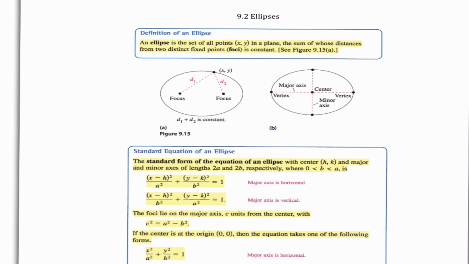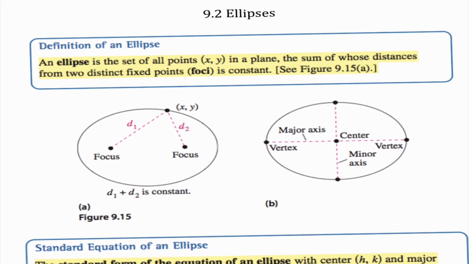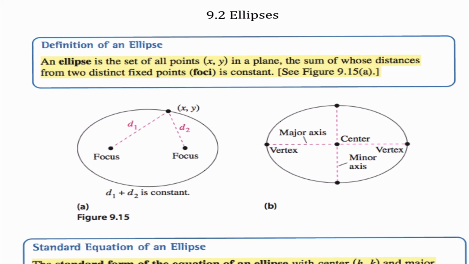Hey guys, it's Miss Miklos, and in this lecture we are talking about 9.2, which deals with ellipses. We've talked about ellipses in Algebra 2, but today obviously we're going a little bit deeper, kind of like we did with parabolas. And I want to start with the definition of an ellipse.